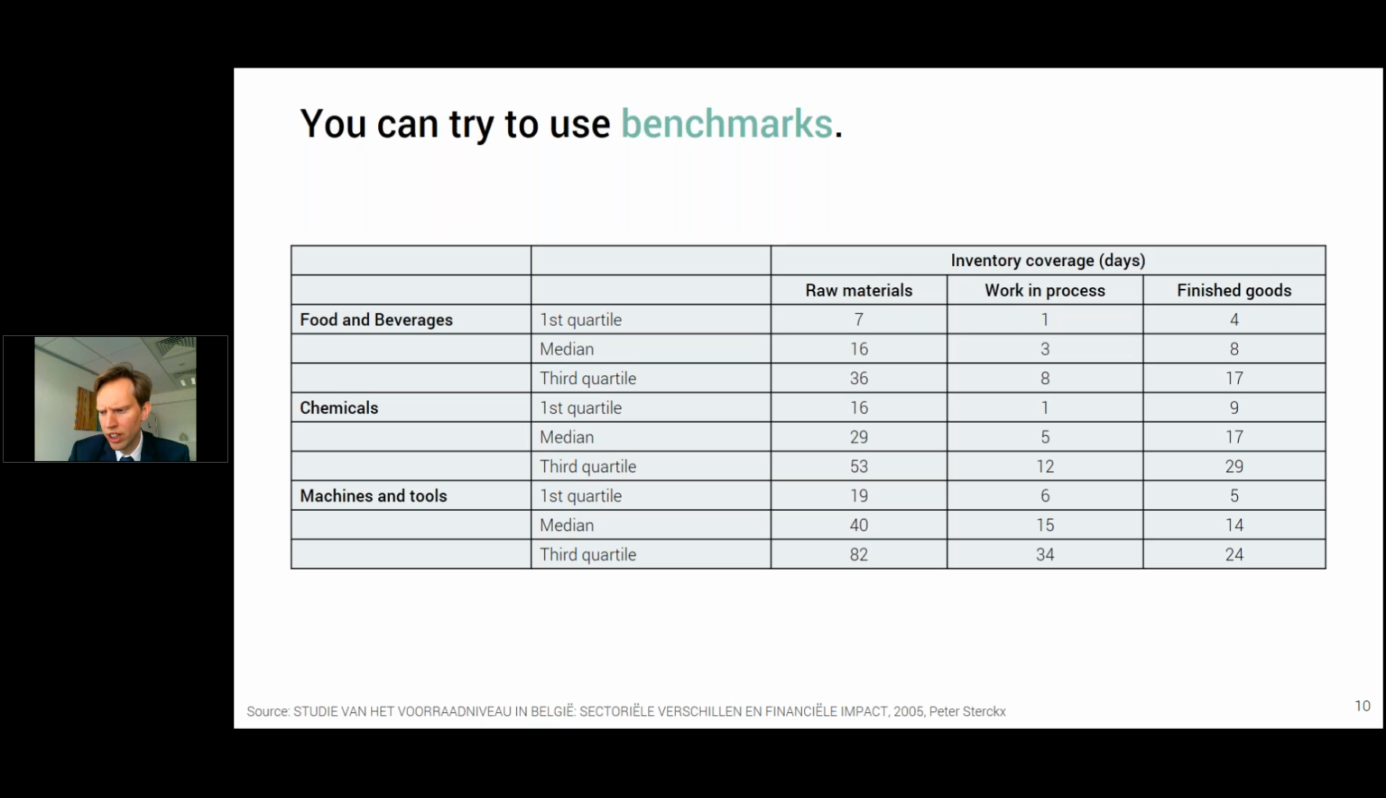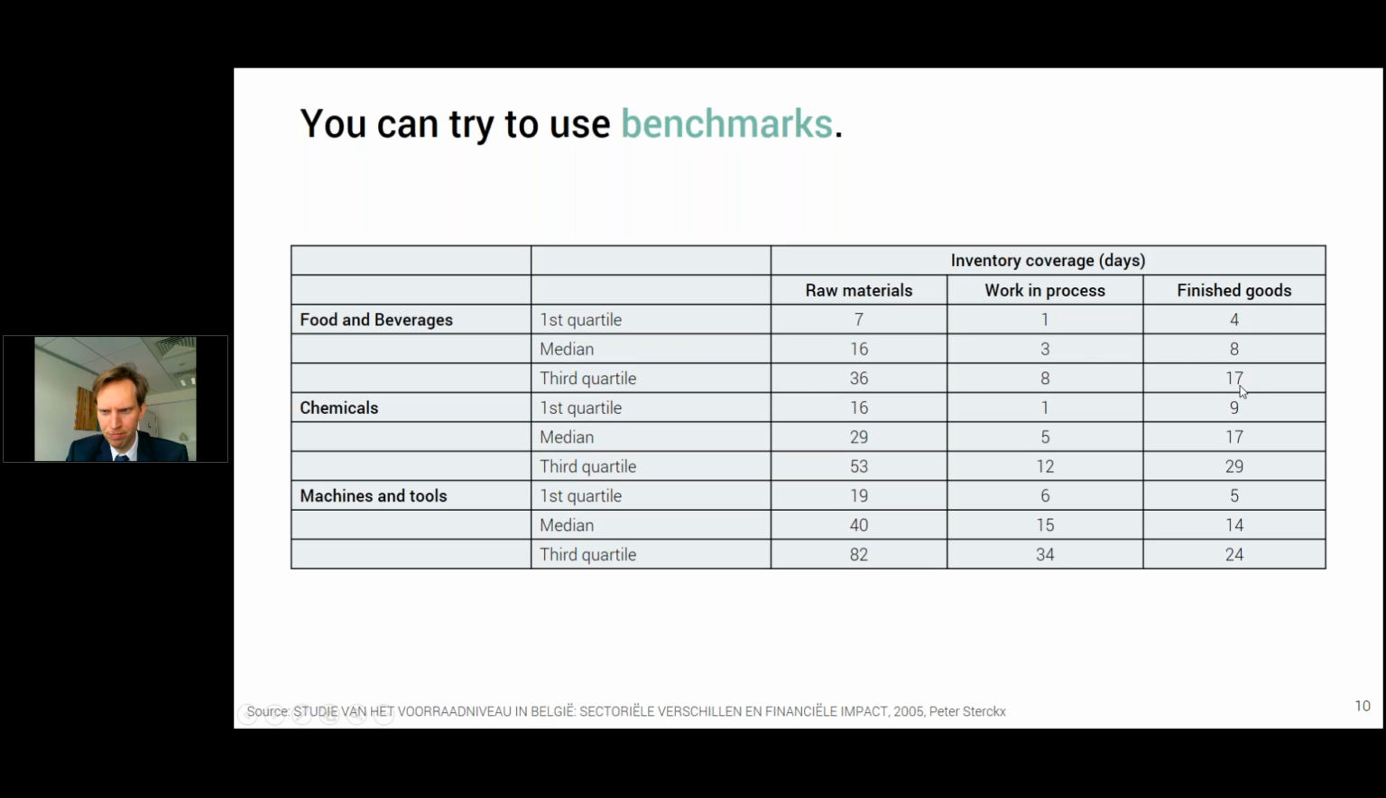To give you an idea, I put here a couple of benchmark numbers for different industrial sectors. I put inventory coverage in days. So this is not turns. It's a number of days of inventory split in raw materials, work in process, and finished goods. And then I put here the first quartile, so that's like the best in class. And then the median, right? And the third quartile is like the lower part of the distribution.